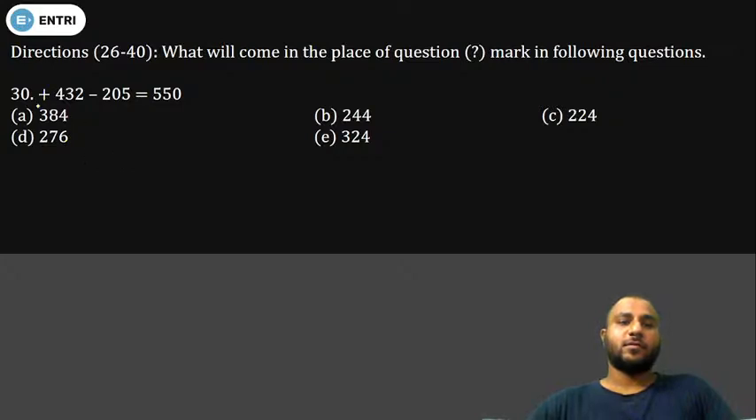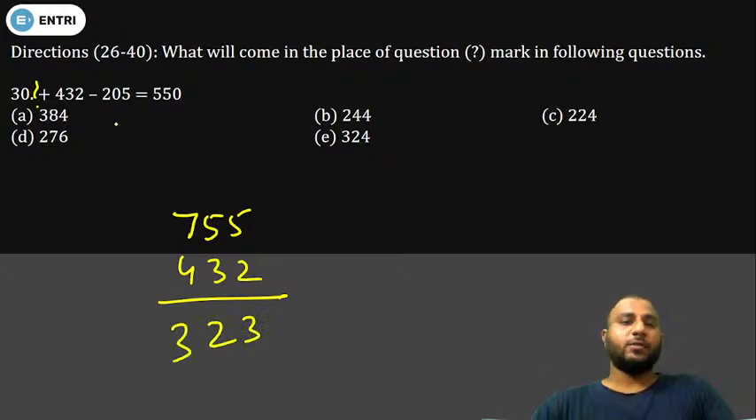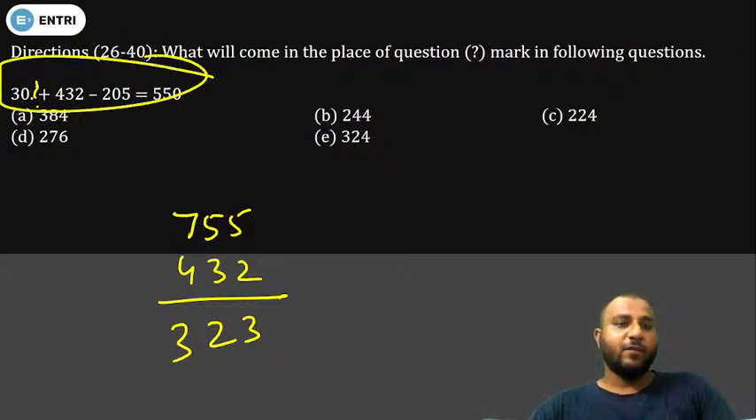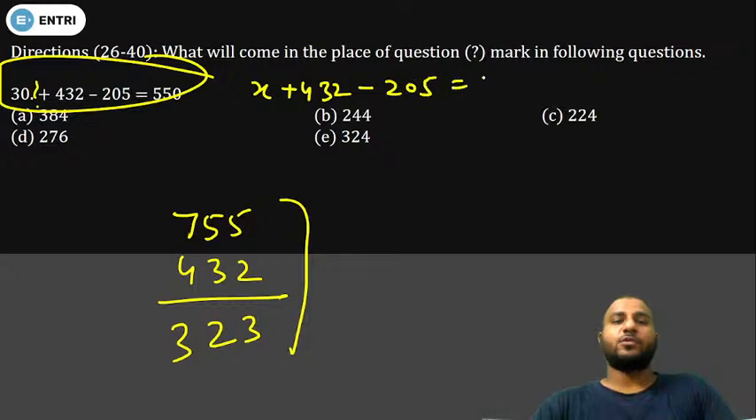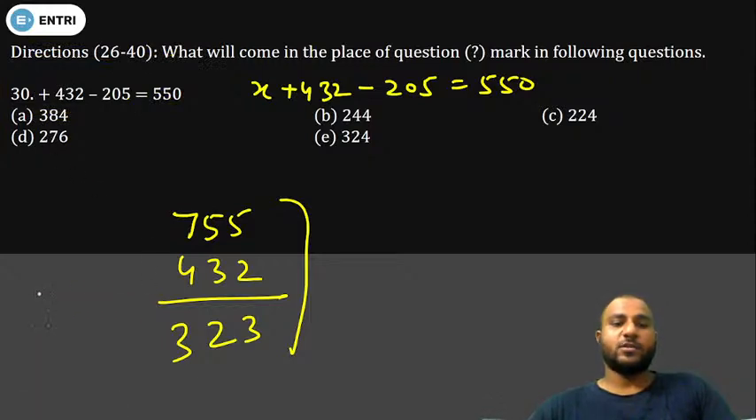Next. I think this must have been the question mark. 755 must be subtracted with 432. 3, 2, 3. 323. I think there must be an error in this question. So guys, I believe something is missing here. So you don't need to worry about it. Just do it according to the situation. X plus 432 minus 205 equals 550. Remember this one. I think there is some error or something missing in this question, so ignore this one and move ahead.